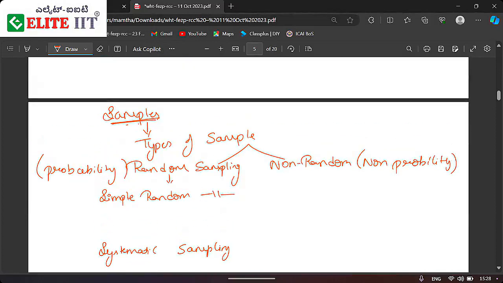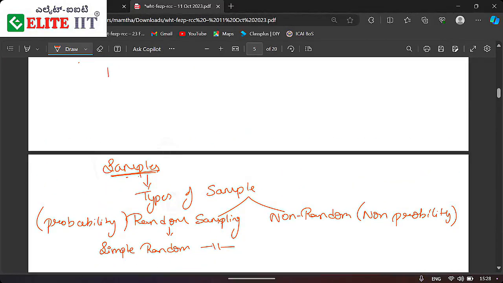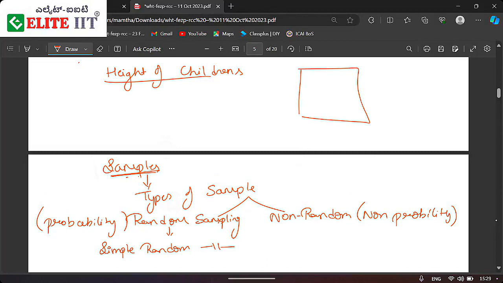First and foremost, say for example, I am doing research on the height of children. I will have the students of a particular class. When it comes to random sampling, I'll just ask you to go and bring any 10 students out of the class. You go to the class, randomly select 10 students, and bring them in. This is completely random sampling, or probability sampling.